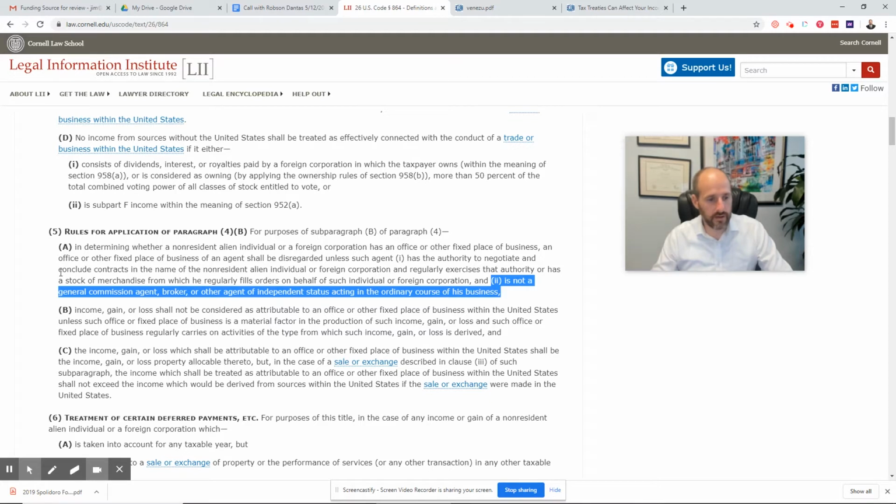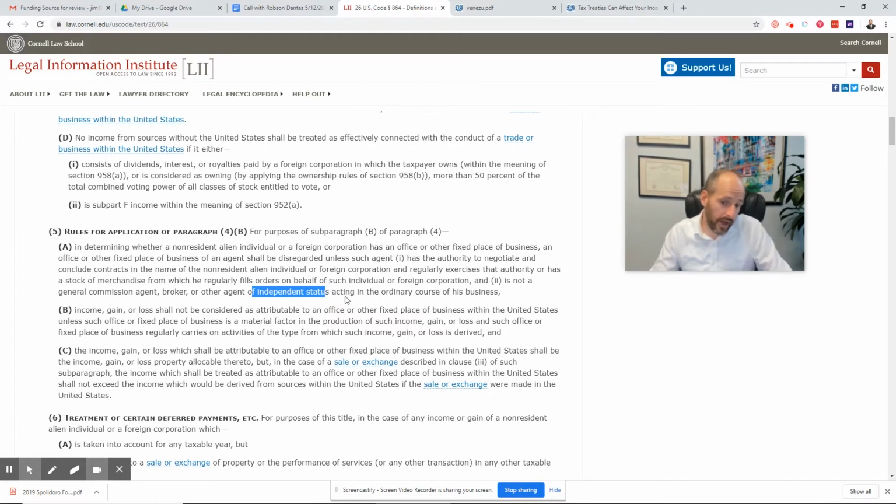And is not a general commission agent, broker, or other independent status. So if someone is a dependent status, which is like an employee or an officer or someone who can enter into contracts and works for the company and is living in the United States, the IRS could argue that the company is doing business in the United States because they have an agent who works for the company, the foreign corporation, and is entering contracts and making corporate company decisions and generating income as an employee in the ordinary course of business for the foreign corporation. And he doesn't work for himself or herself.